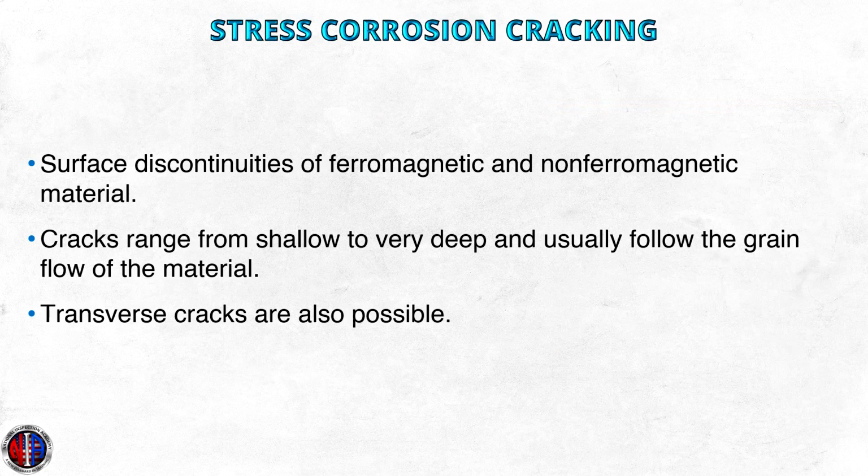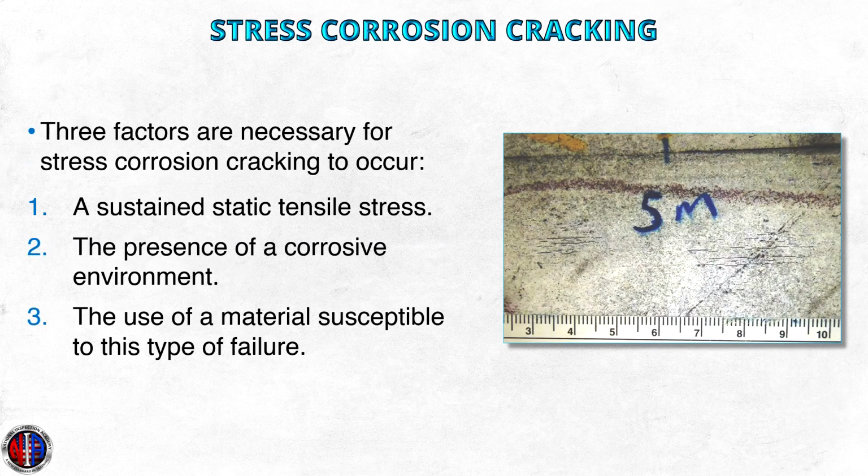Stress corrosion cracking. Stress corrosion cracking comprises surface discontinuities of ferromagnetic and non-ferromagnetic material. Cracks range from shallow to very deep and usually follow the grain flow of the material. However, transverse cracks are also possible. Three factors are necessary for stress corrosion cracking to occur. One, a sustained static tensile stress. Two, the presence of a corrosive environment. And three, the use of a material susceptible to this type of failure.